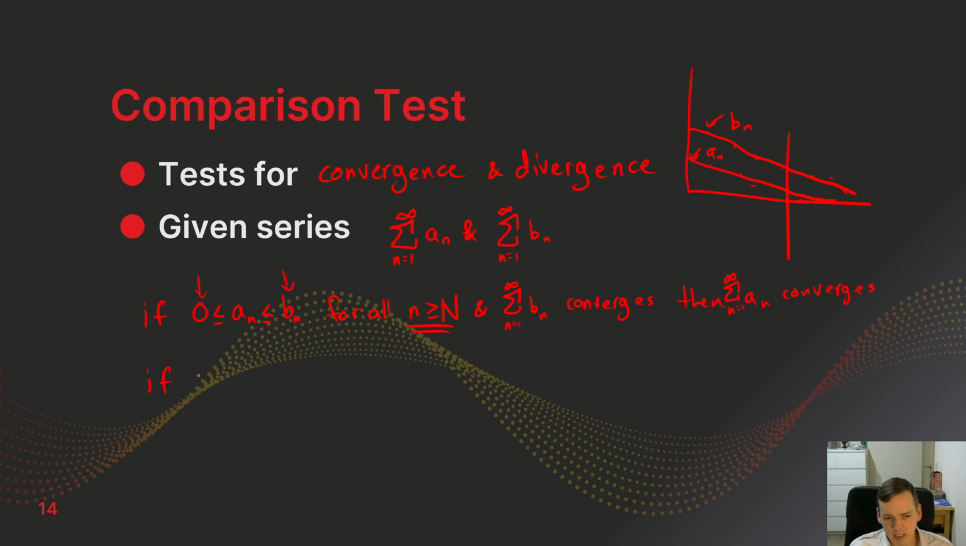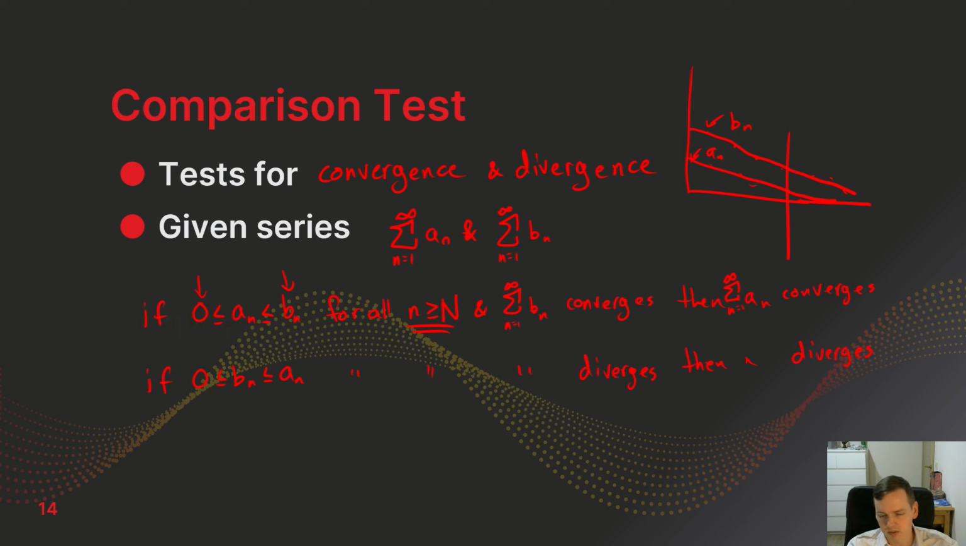On the flip side, if 0 is less than or equal to b sub n, which is less than or equal to a sub n for all n greater than some N, and b sub n diverges, then a sub n also diverges. This is just the opposite idea: if b sub n goes off to infinity and a sub n is always greater than it, then it also has to diverge. This is the same sort of idea we did with the squeeze theorem, but applied to series as opposed to functions.